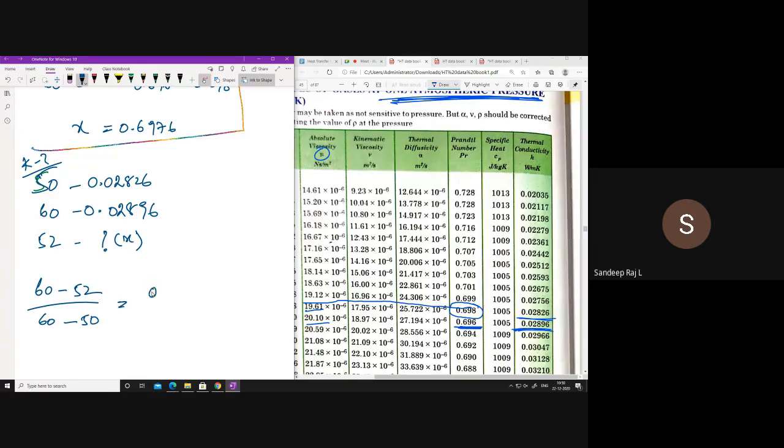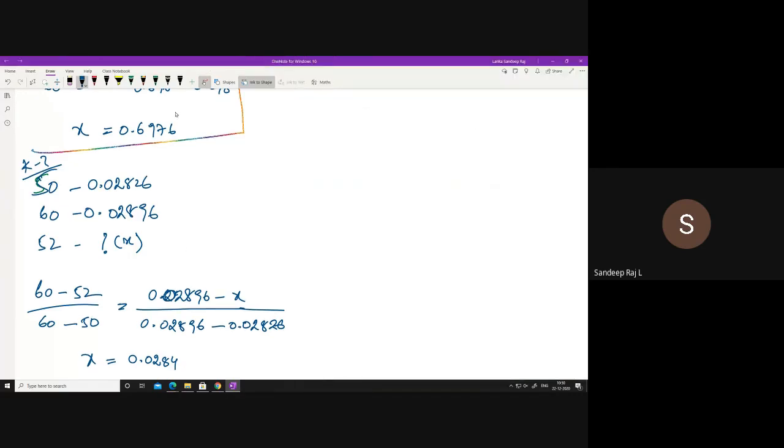50) is equal to (0.02896 minus x) by (0.02896 minus 0.02826). So the x value is unknown. Get the value of x. 0.0284. No more numbers, that's it. Okay, let's take that x as 0.0284.